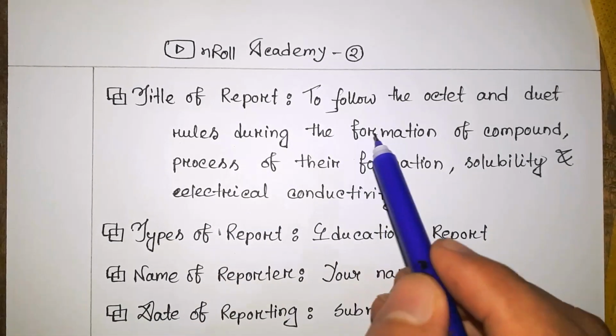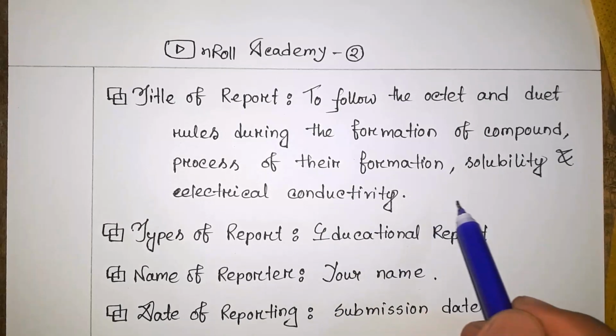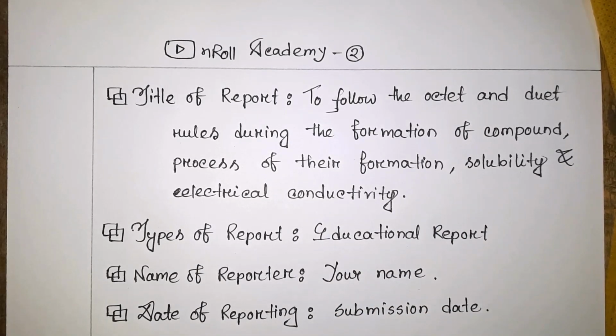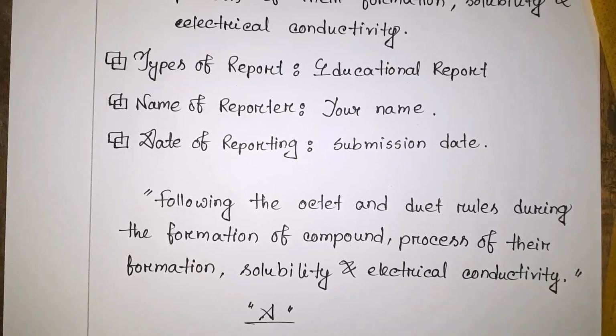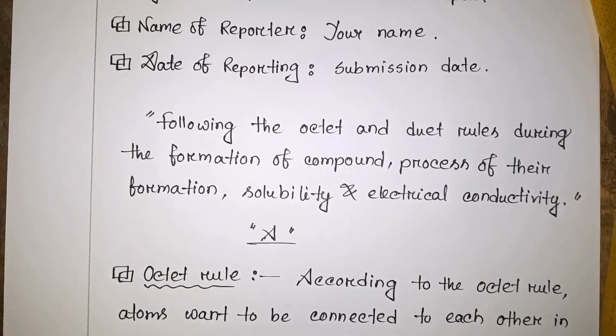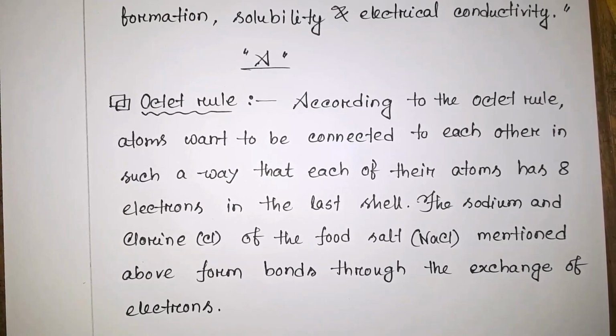Title of the report: how compounds follow the octet and duet rules during their formation, the process of their formation, and solubility and electrical conductivity. Type of the report is an educational report, name of reporter is your name, and the date of reporting is your submission date. So we have answered the 4 questions. In question number A, we have to explain the octet and duet rule. The 2 compounds mentioned are methane and edible salt.